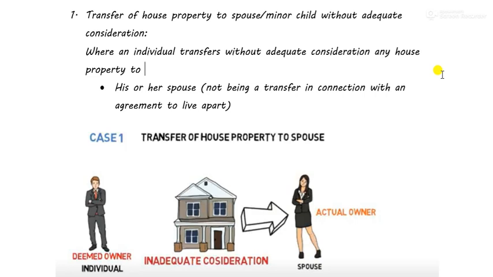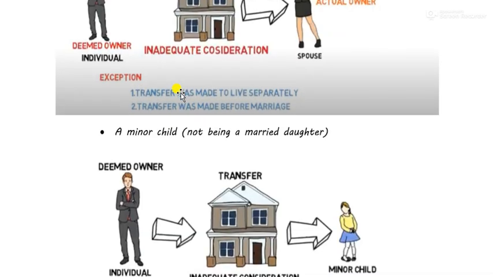She will be the legal owner also, and she will be the owner of house property, means she will be the owner as per the income from house property also. Okay, so you can copy this explanation if you want.